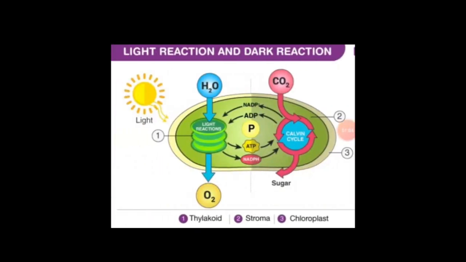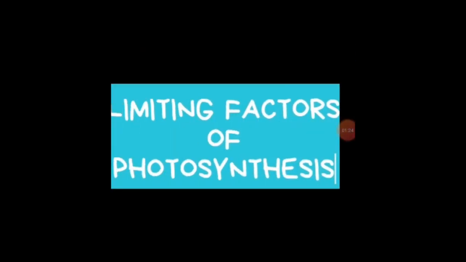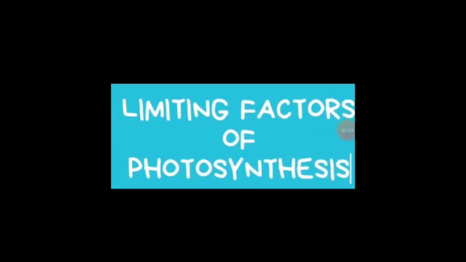Now we are going to study the dark reaction. The dark reaction is independent of light. The ATP and NADPH2 synthesized during the light-dependent phase are dissolved in stroma and provide energy to synthesize glucose from carbon dioxide and water. Now we are going to study the limiting factors of photosynthesis.